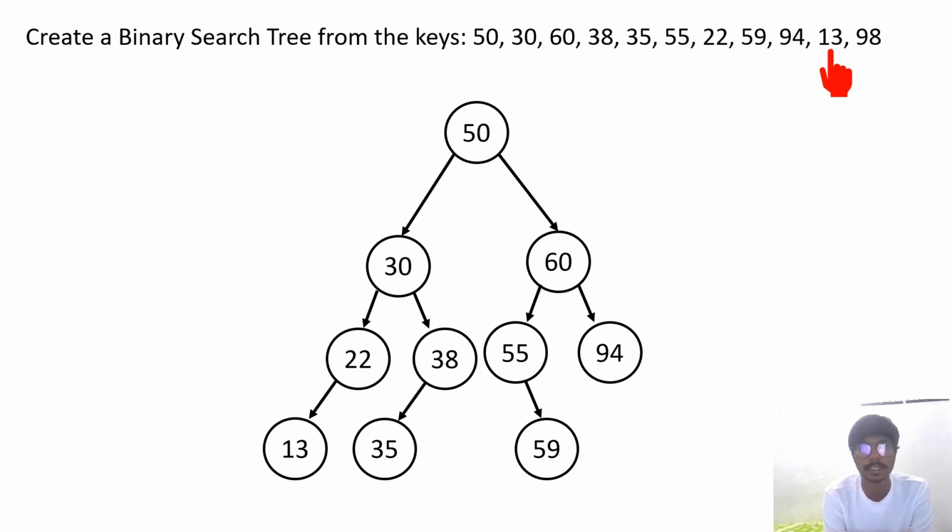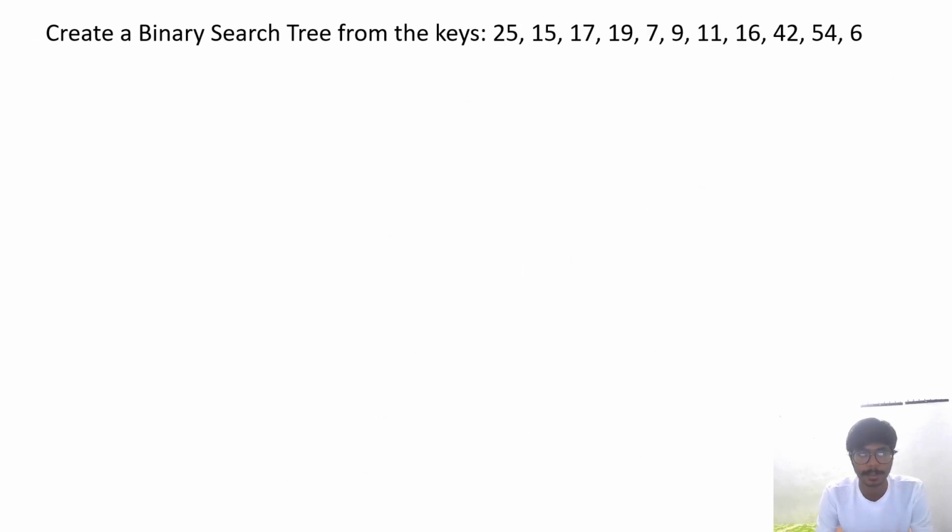98 is the biggest value among all these, so it will automatically go towards the right. We can check it: 98 is greater than 50, and it is greater than 60, and it is greater than 94. So it goes all the way to the right side of 94. This is the second example. You guys see this, it will be useful.